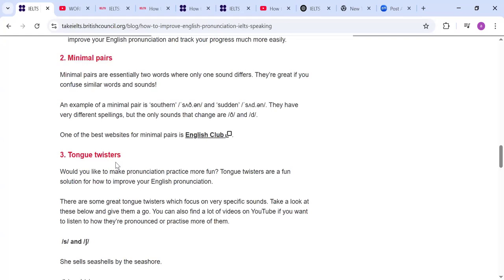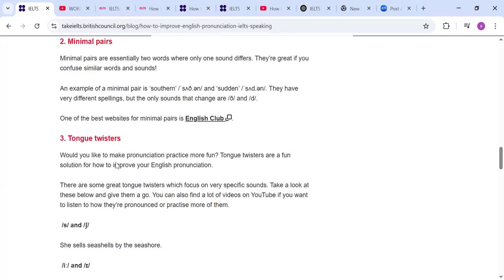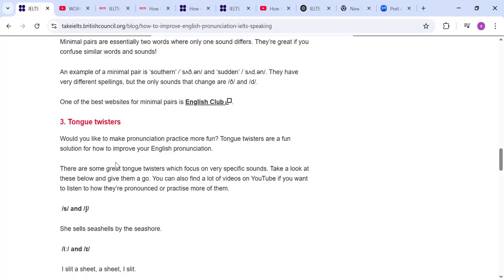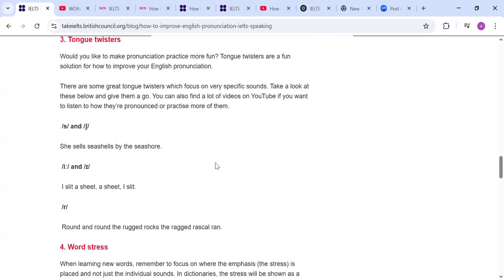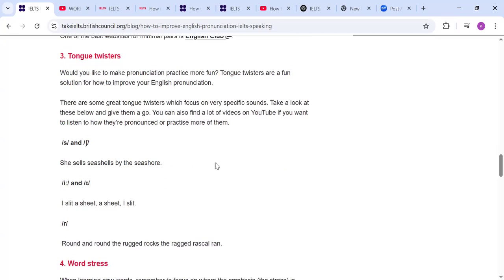All right. So there are many benefits of using tongue twisters. I would say you need to make a habit of using them. I will share some examples, and I will share one article where you can find around 50 tongue twisters. Let me read what is written, and then I will share my insights as well. Would you like to make pronunciation practice more fun? Tongue twisters are a fun solution for how to improve your English pronunciation. There are some great tongue twisters which focus on very specific sounds. Take a look at these below and give them a go. You can also find a lot of videos. They didn't mention many things, but they mentioned one way to improve.